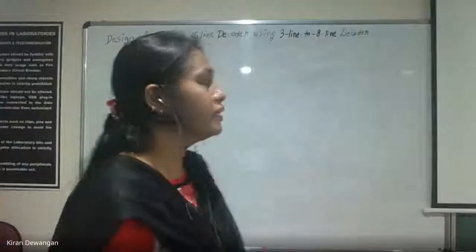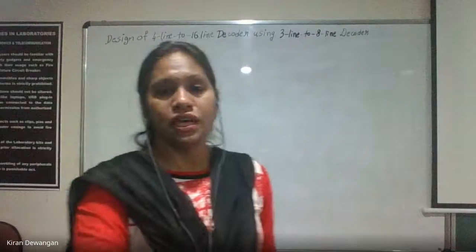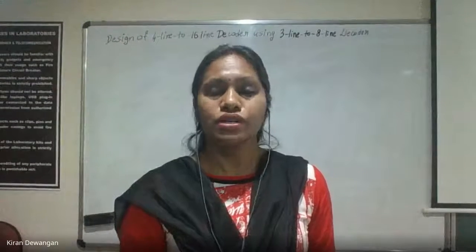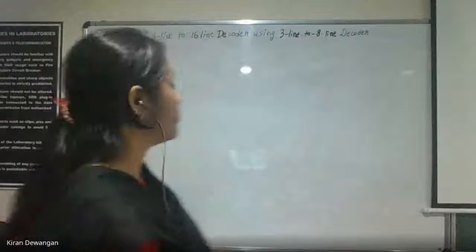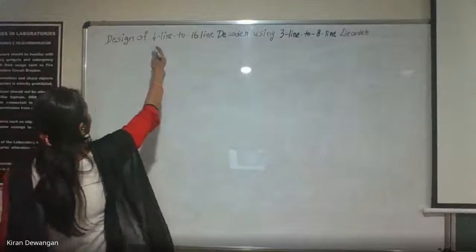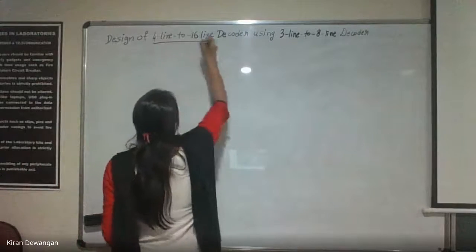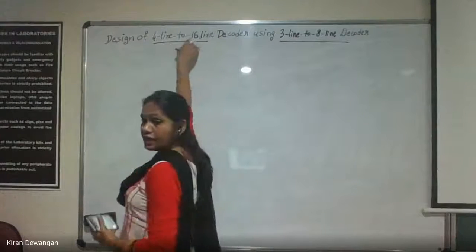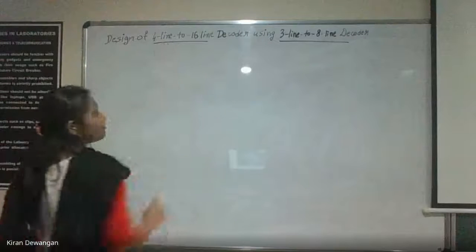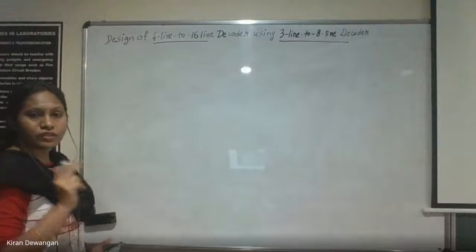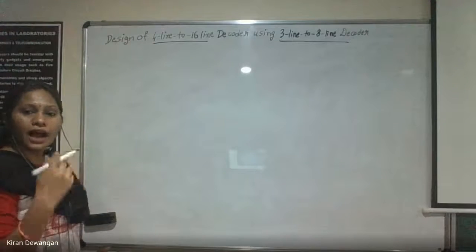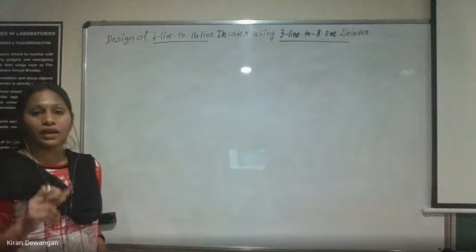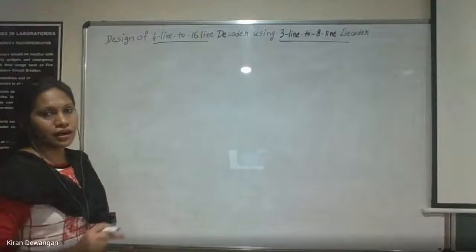Okay, so here, as in the previous class, we have designed a 3:8 decoder by using 2 to 4 decoders. Now today we will be designing a 4 to 16 decoder by using 3 to 8 decoders. Now a 4 to 16 decoder will definitely have 4 inputs, and since we are having 4 inputs, we'll have 16 outputs. That is, depending on the combinations of the input, we'll get the output.